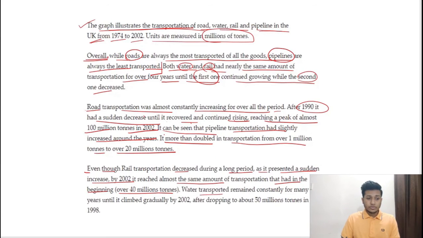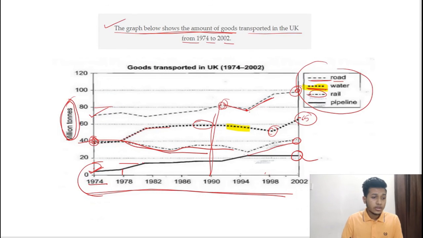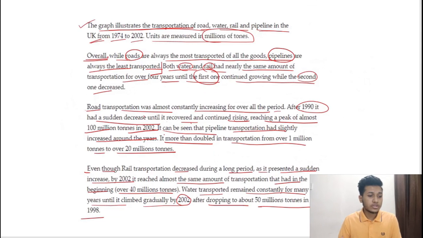Then the next one is water transported remained constant for many years until it climbed gradually by 2002, after dropping to about 50 million tons in 1998. Let's see the graph. This dotted line means water, it started at 40 million and then it rose up to almost 60, and then in 1998 it fell down to 50 million, but somehow it increased, and in 2002 finally it reached 65. I didn't mention the 65 point. I just said that it increased gradually in 2002.